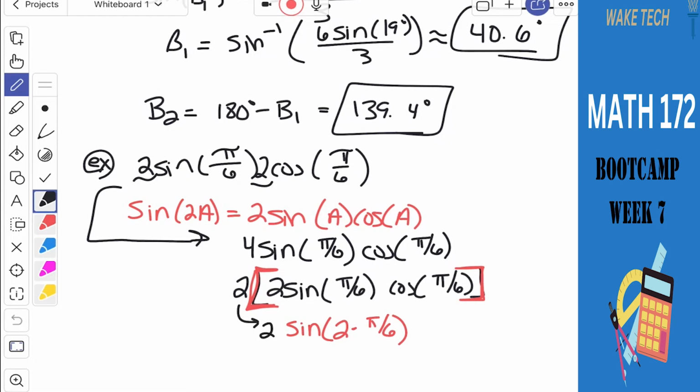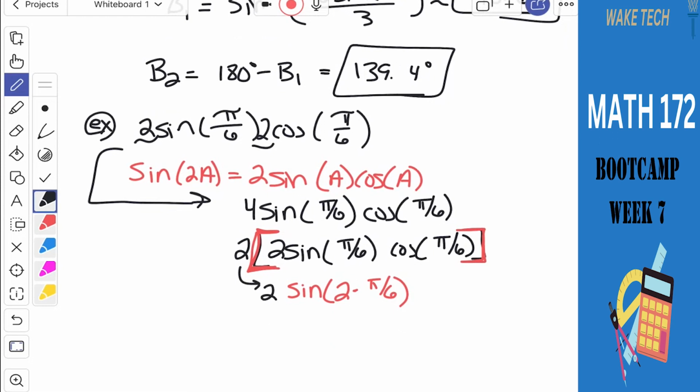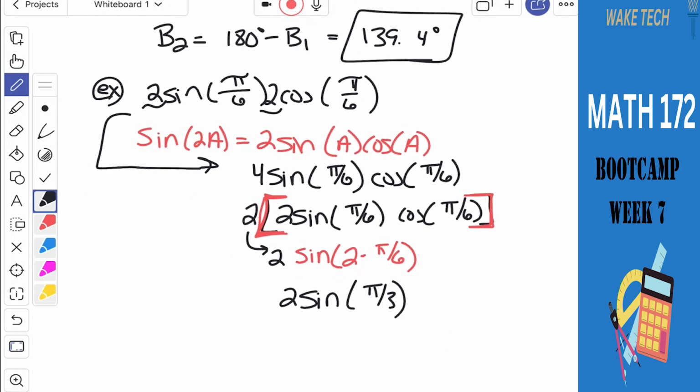This 2 still comes in the front. But 2 times pi over 6, that's really pi over 3. And sine of pi over 3, we can evaluate that. Sine of pi over 3 is equal to the square root of 3 over 2. Still with the 2 in front, and so the 2's cancel and we get just the square root of 3.